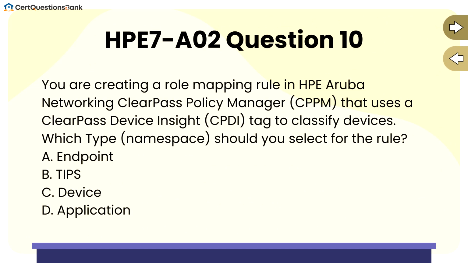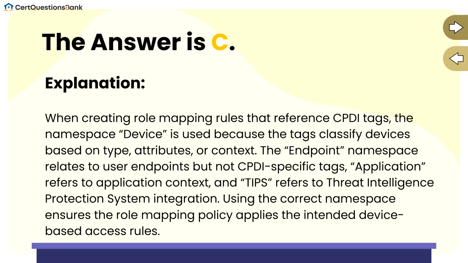You are creating a role mapping rule in HPE Aruba Networking ClearPass Policy Manager, CPPM, that uses a ClearPass Device Insight, CPDI, tag to classify devices. Which type, namespace, should you select for the rule? A. Endpoint. B. Tips. C. Device. D. Application. The answer is C.